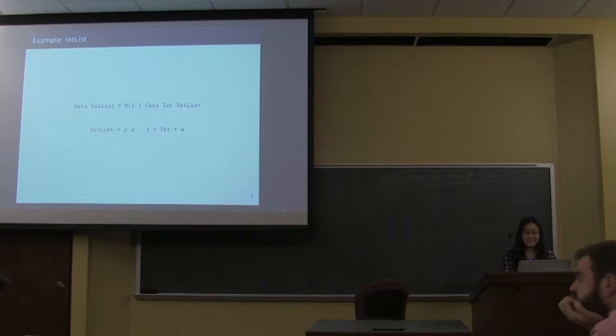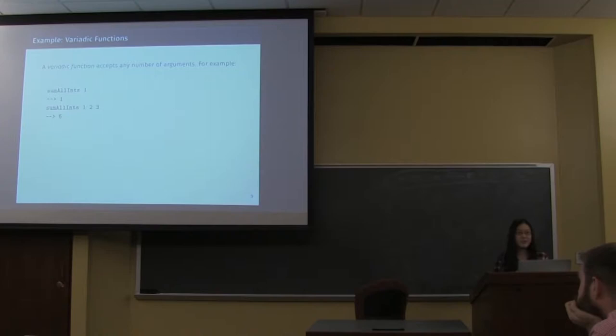Okay, let's do one more example before moving on. Previously, our examples were based on data types. So now let's try one that is based on a function. There's something called a variadic function, which is a function which accepts any number of arguments. In this case, the arguments are integers. So let's say we want to find the type of sum all ints, which behaves in this way: you pass in a 1 and it returns 1, and if you do sum all ints of 1, 2, 3, it returns 6, and so on for any number of ints that you want to give it.